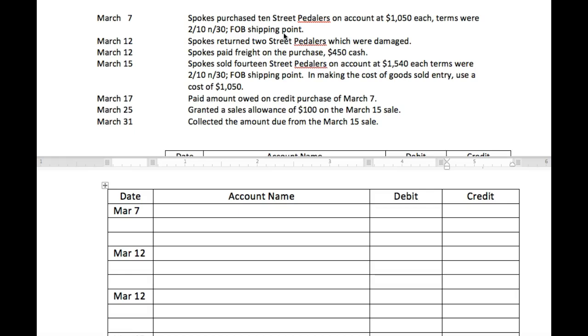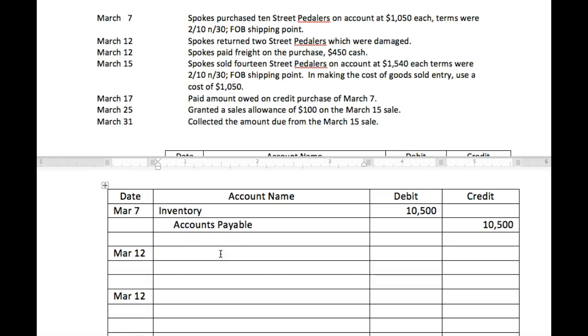So under a perpetual inventory system, we're first going to take the 10 Street Peddlers times the $1,050 each. That tells us we're buying $10,500 in inventory. And again, we reserve inventory for those items that we purchase solely for resale. Since we're buying these to resell them, we'll place them in inventory. Now, since it is on account, we owe the money, so we credit accounts payable for $10,500.